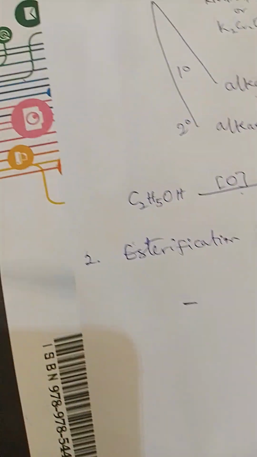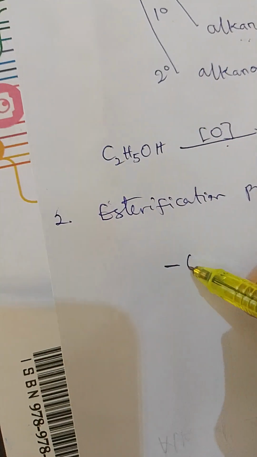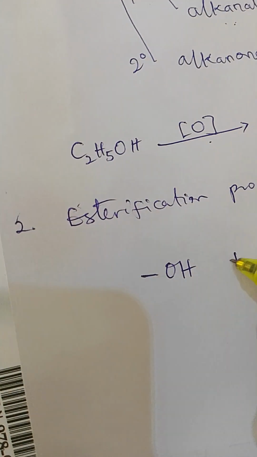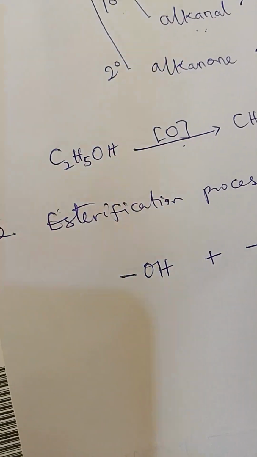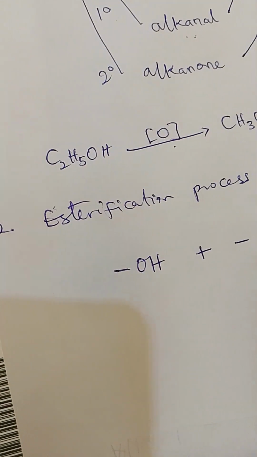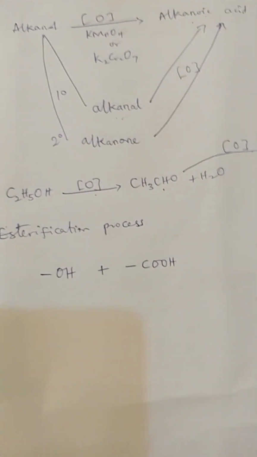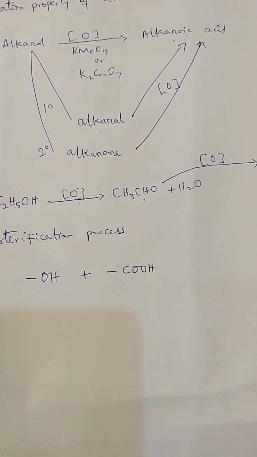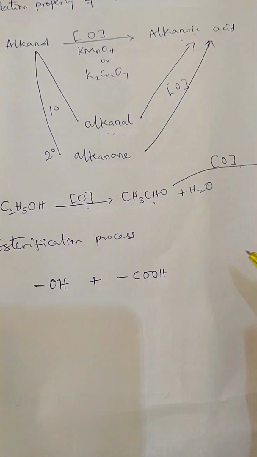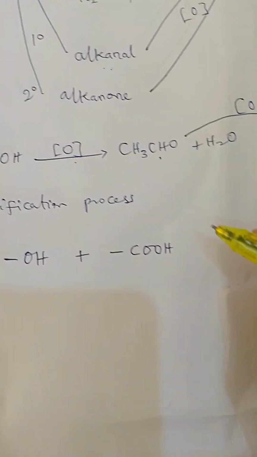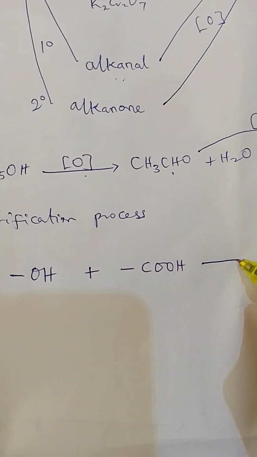Mind you, I will only use the functional groups to explain it. This is the functional group of an alkanol. Of course, you know that, right? And it reacts with alkanoic acid. This is the functional group for alkanoic acid. Either you call it alkanoic acid, or you call it carboxylic acid. When you bring alkanol and react it with alkanoic acid, of course it's a reversible reaction anyway.